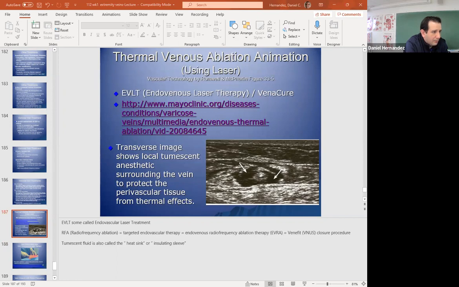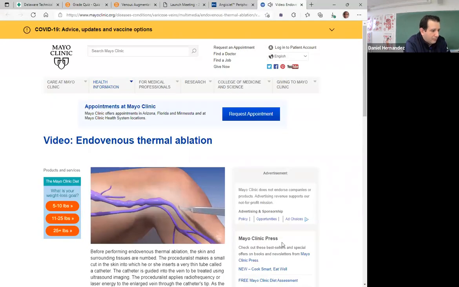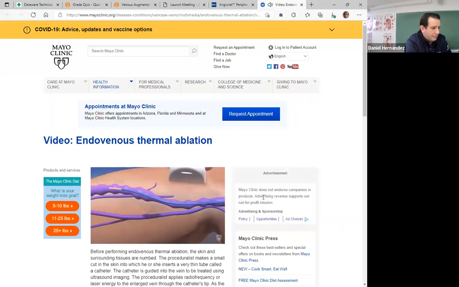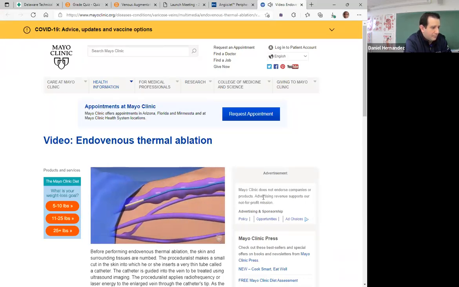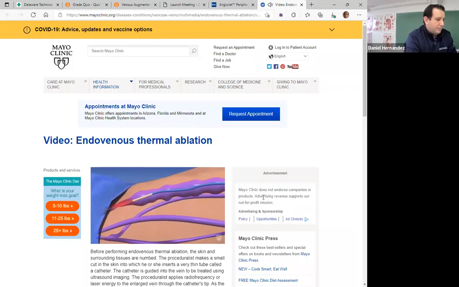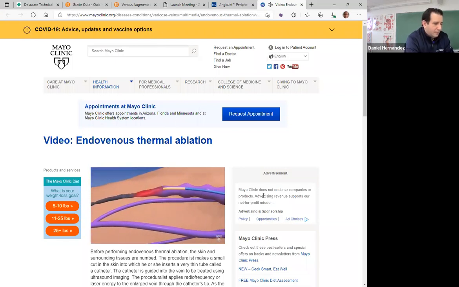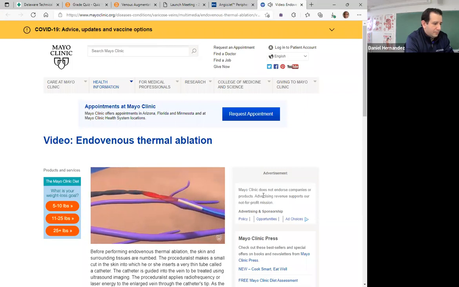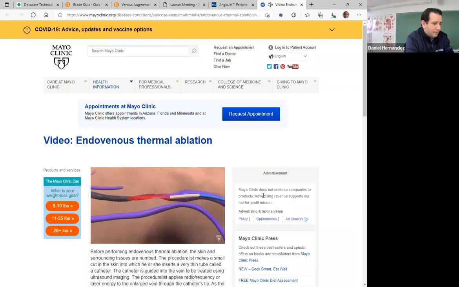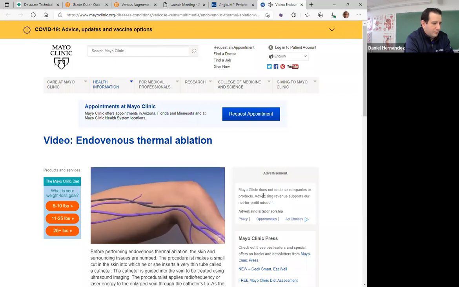Before performing endovenous thermal ablation, the skin and surrounding tissues are numbed. The proceduralist makes a small cut in the skin, into which he or she inserts a very thin tube called a catheter. The catheter is guided into the vein to be treated using ultrasound imaging. The proceduralist applies radiofrequency or laser energy to the enlarged vein through the catheter's tip. As the catheter is pulled out, the heat causes the vein to collapse and eventually heal shut. The blood will then reroute through other veins.